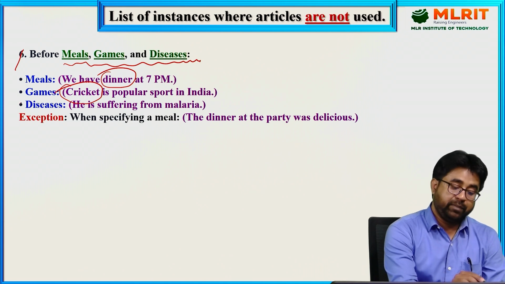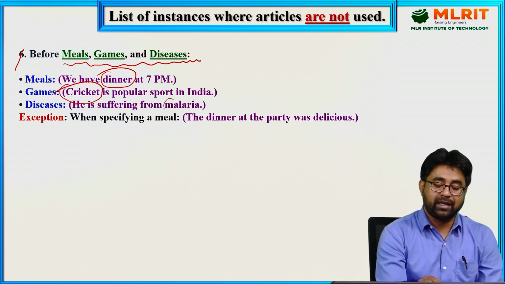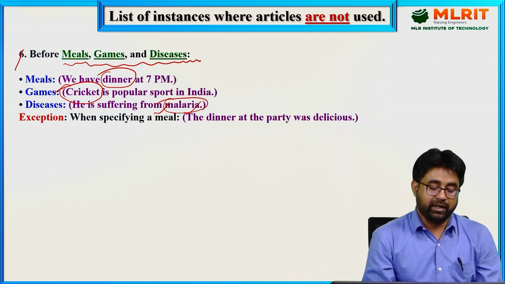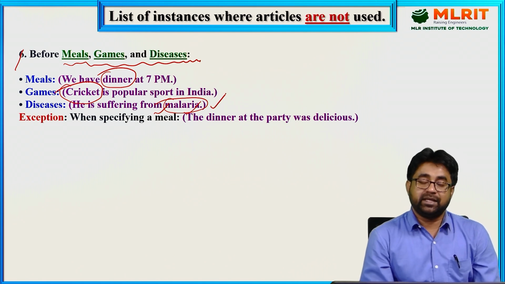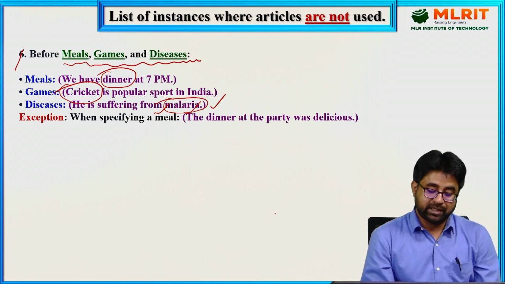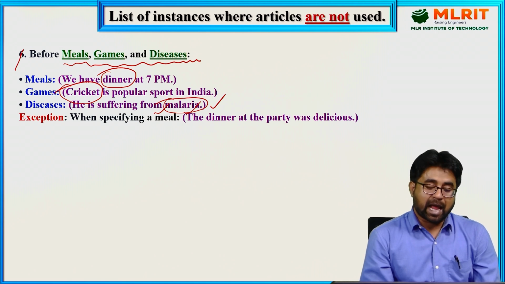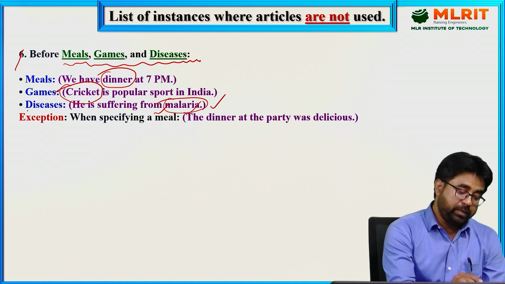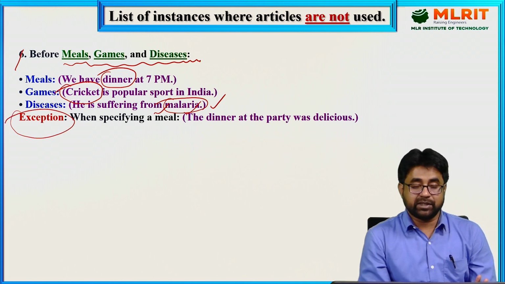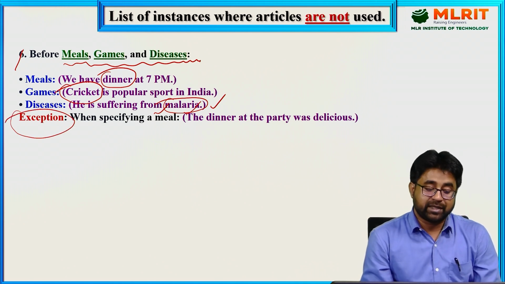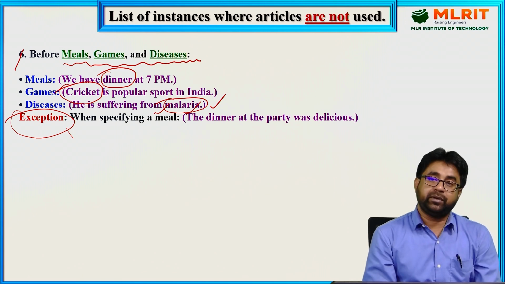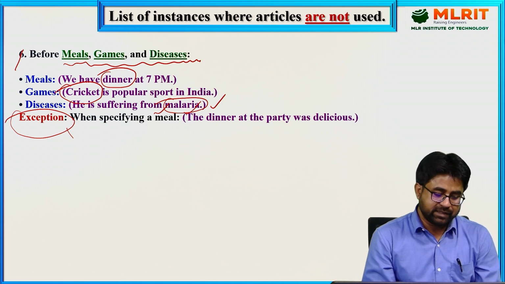Similarly, it's the same case with disease also. "He is suffering from malaria." You can see this is the name of a disease, malaria, but I am not using any article before it. So in all these three cases, you have to remember that we are not supposed to use any article. But again, it's not as simple as it might look on your screen, because there would be certain exceptions. In previous cases also, you have observed certain exceptions. Similarly here also. You don't need to bother much about it, because if you read the sentence and understand the context, you can easily remember these exceptions.